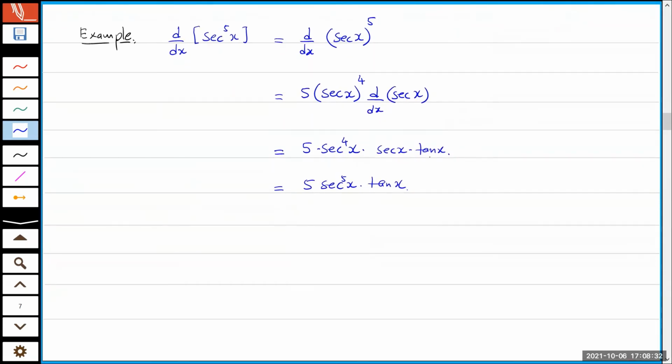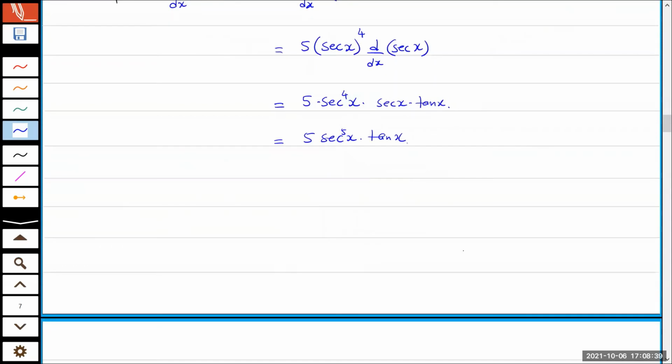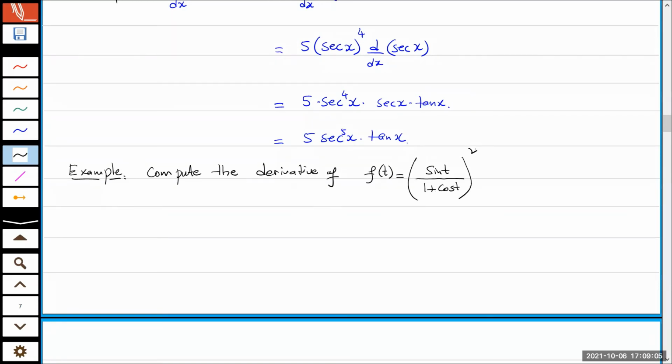Okay. Let's keep doing the examples. Okay, I'm going to need a little bit of space for that. Compute the derivative of f of t equals (sine t over 1 plus cos t) squared.